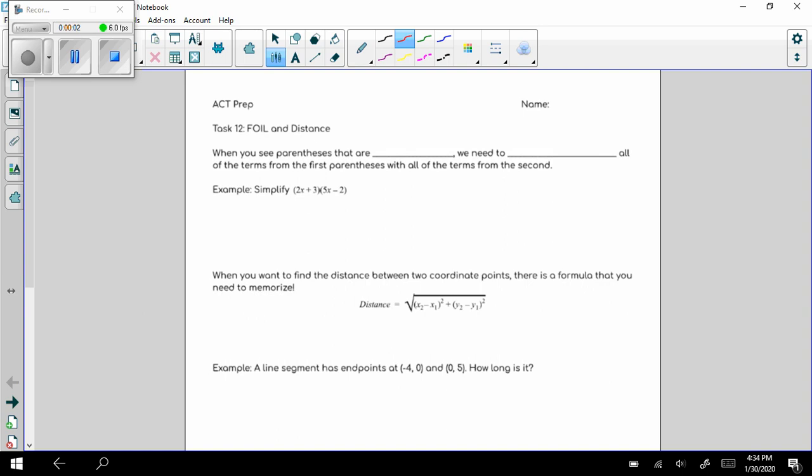ACT Prep Task 4: FOIL and Distance. When you see parentheses that are touching, we need to distribute all of the terms from the first parentheses with all of the terms from the second parentheses.